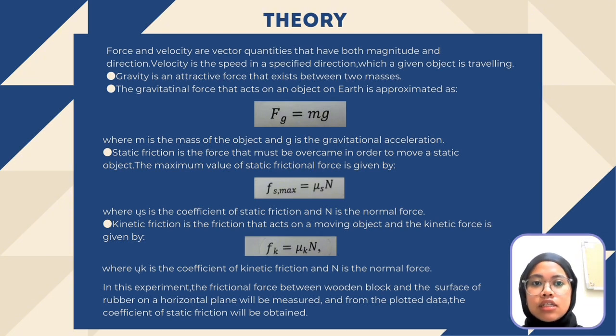Static friction is the force that must be overcome in order to move a static object. The maximum value of static frictional force is given by Fs max equal to mu s N, where mu s is the coefficient of static friction and N is the normal force. Kinetic friction is the friction that acts on a moving object, and the kinetic force is given by Fk equal to mu k N, where mu k is the coefficient of kinetic friction and N is the normal force.